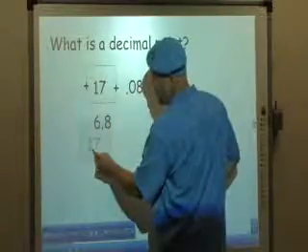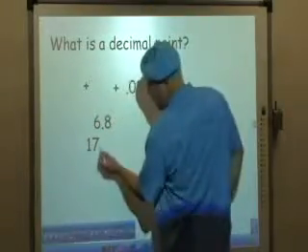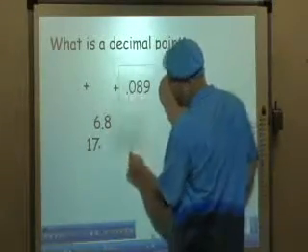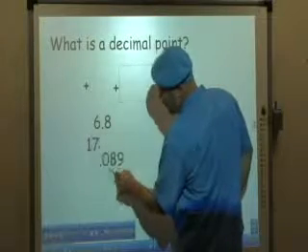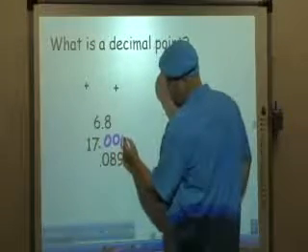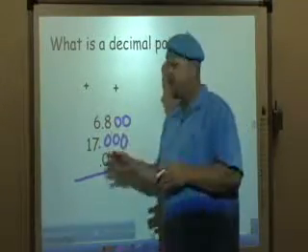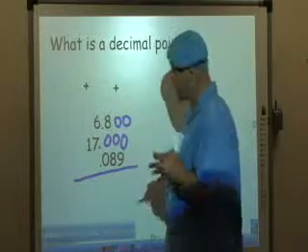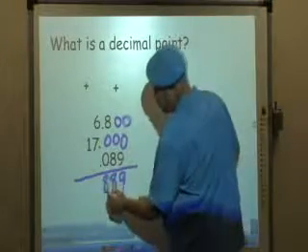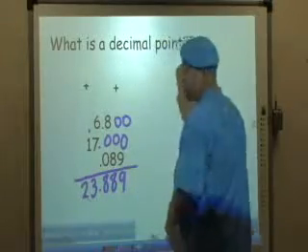Where's the 17 going to go? Right here, and the decimal point will be behind it, right here. 0.089, line up the decimal. Now once you line them up, add zeros so you have the same amount in each column. Once you have your decimal lined up, it's the same rules as whole numbers. Bring down the decimal point. 7 and 6 make 13 and 1. It's 23.889.